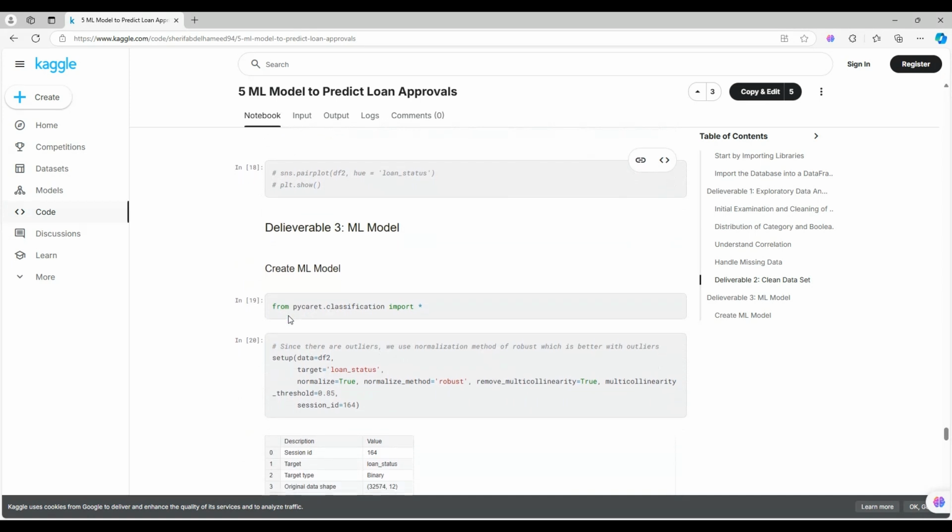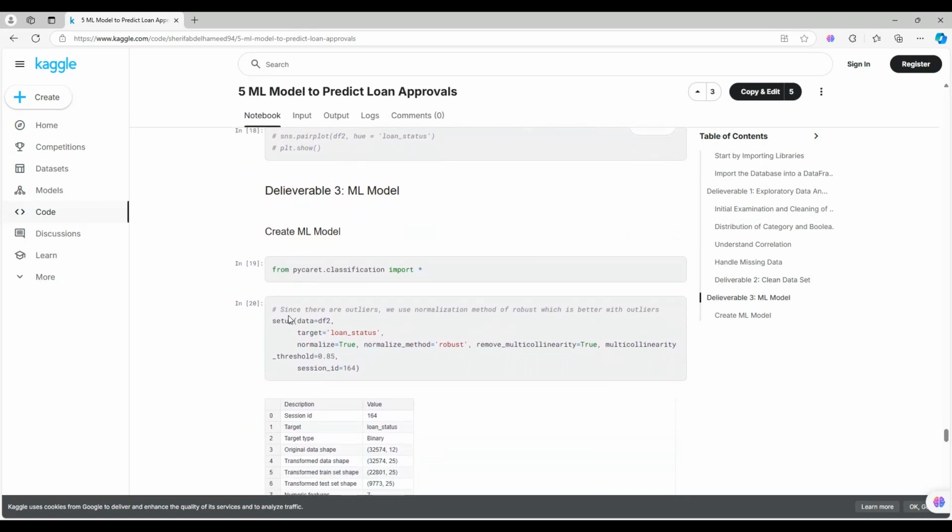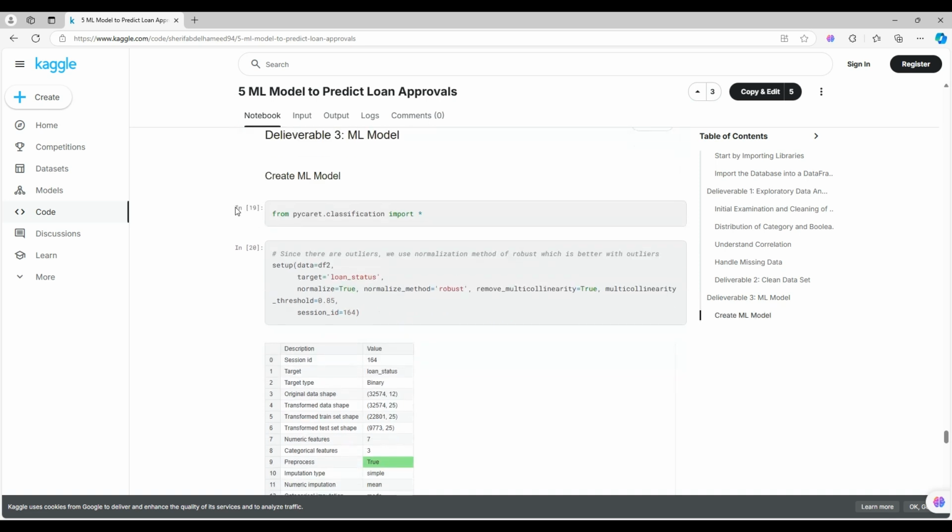And then we have our machine learning model that we can utilize based on the entries that we have from our clean data set. So for our machine learning model, basically we'll be using PyCaret. PyCaret is basically a library or package where you can use not that much code, but still get the machine learning results that you would need.